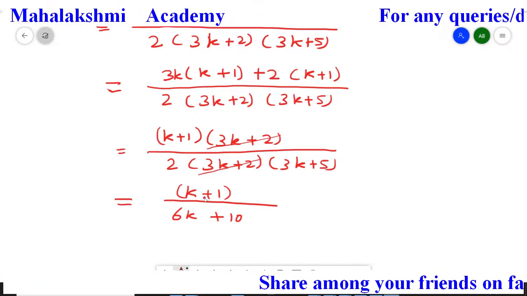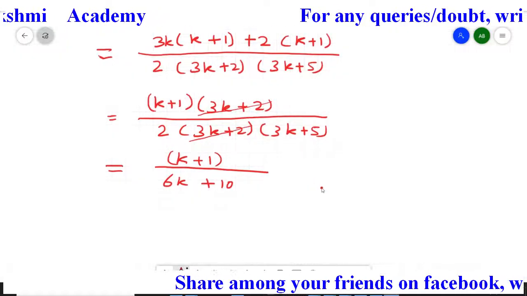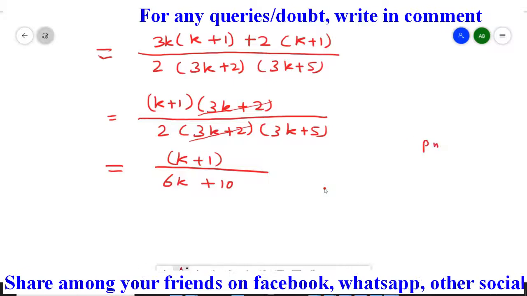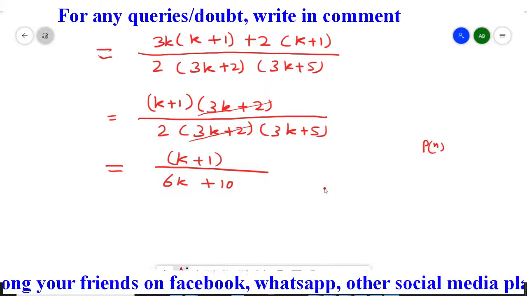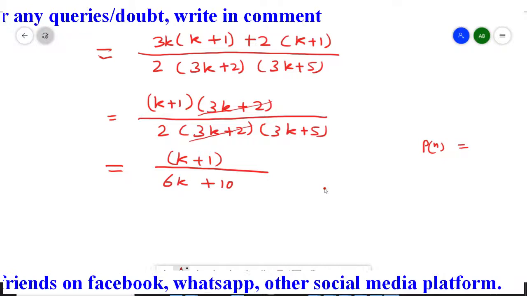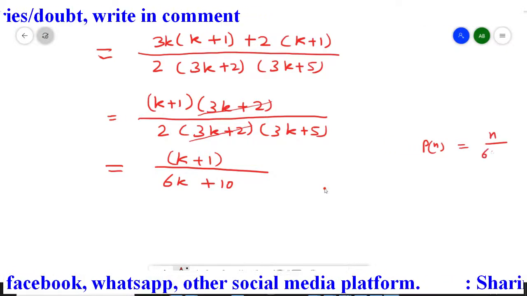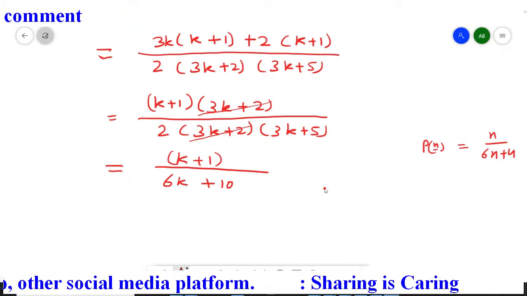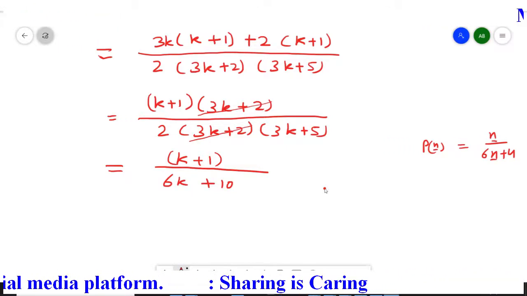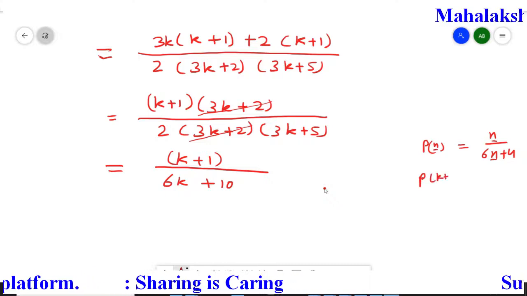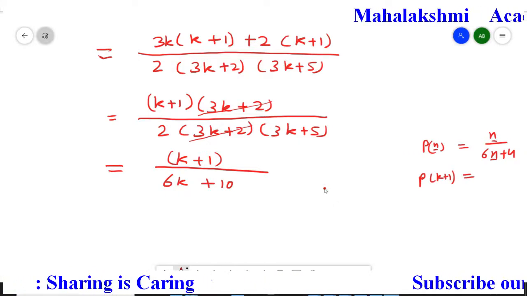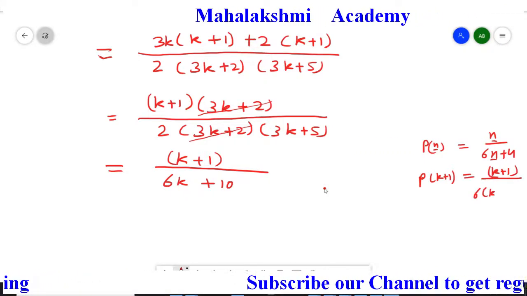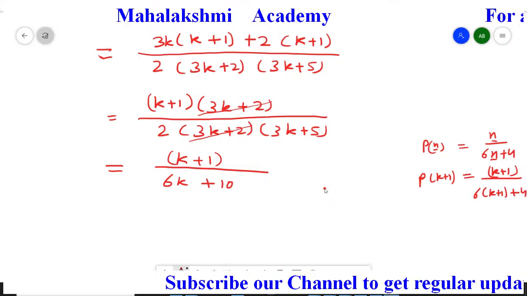Now students, the right side we have to bring in the form of, first I am writing the right hand side of Pn statement, which I am writing from the question. Students, you can see your question. The right hand side of Pn statement is n upon 6n plus 4. So when you have n here, that time here also n and here also n. So if you are going to have k plus 1, then it should end by k plus 1 in the numerator and 6 k plus 1 and plus 4.